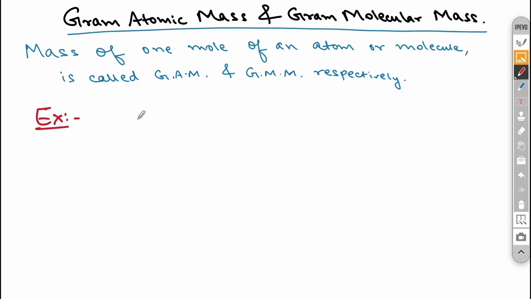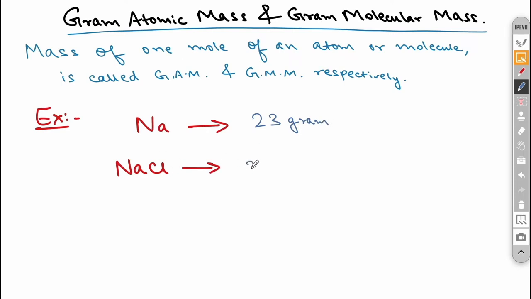Now we'll discuss an example here for Na and for NaCl. The gram atomic mass for Na will be 23 gram, and for NaCl the gram molecular mass will be 23 plus 35.5 grams. It will come out to be 58.5 gram. Hope you understand this simple term.